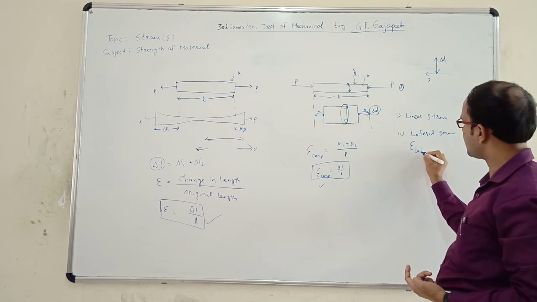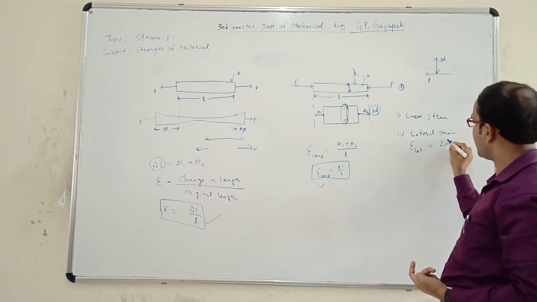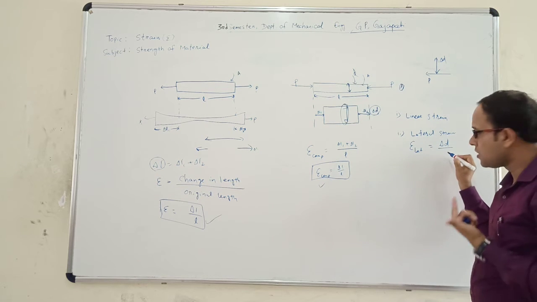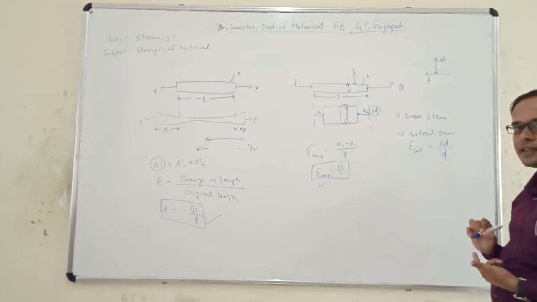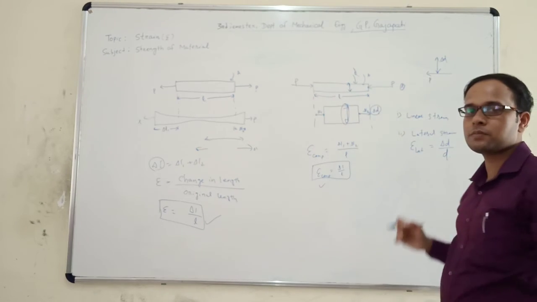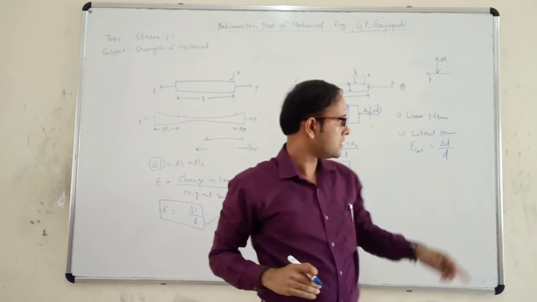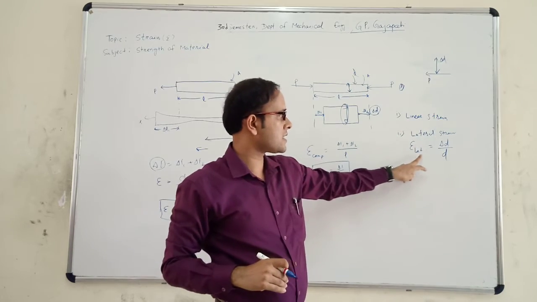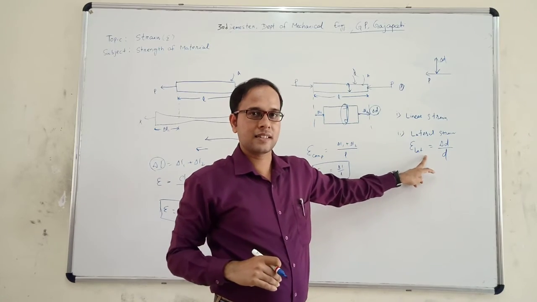Now what is lateral strain? The change in dimension in the lateral direction is delta D. What is the original dimension? D. This dimension is perpendicular to the application of this force. Then the corresponding strain is known as lateral strain.